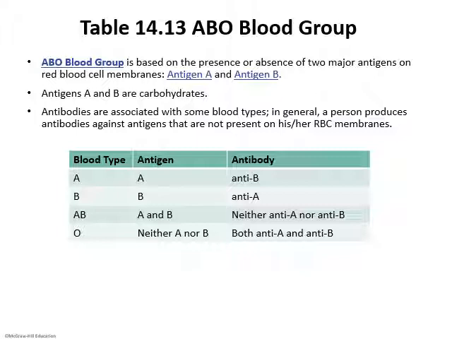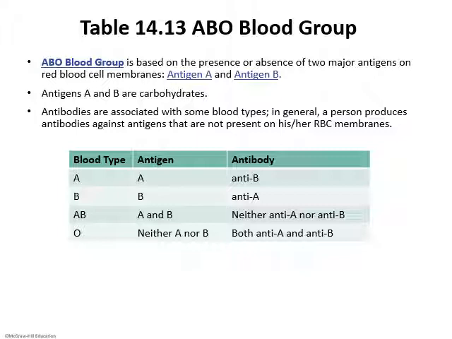So if you have the A antigen only, you're going to have blood type A. If you have only the B antigen, you're going to have blood type B. If you have both A and B antigen, you're going to have blood type AB. And if you have no antigen, neither A or B, your blood type is O. Okay? You always have to have something that says A and something that says B.